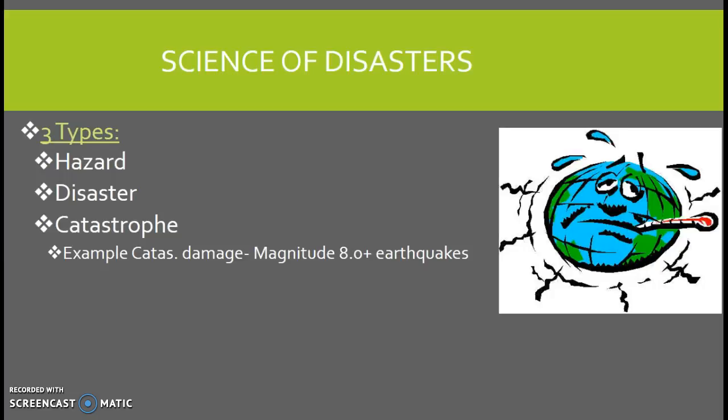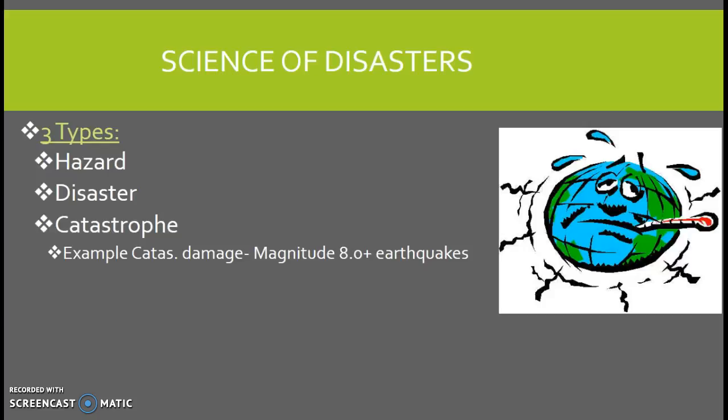Science of disasters. I thought the three important things about the science of disasters were hazard, disaster, and catastrophe. I put an example of what catastrophe damage could look like, and it's about an 8.0 magnitude earthquake. It's one of the highest earthquakes that we could get.